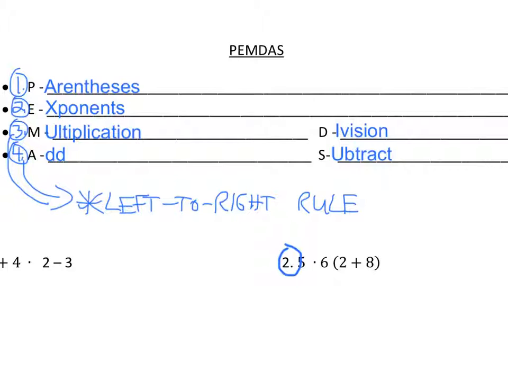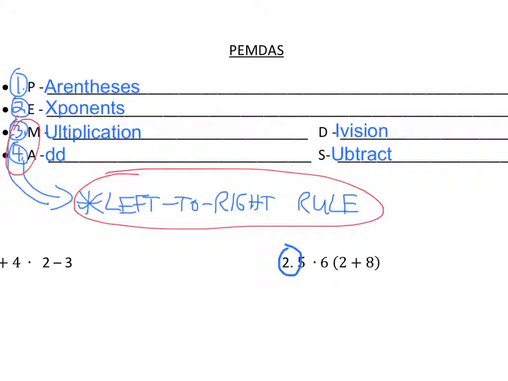You can see I put this left to right rule right here, and that goes for these two cases, 3 and 4. What that means is if you have multiplication and division in the same problem, you do whatever happens first. You work left to right. Same thing, if you add or subtract, just work left to right.